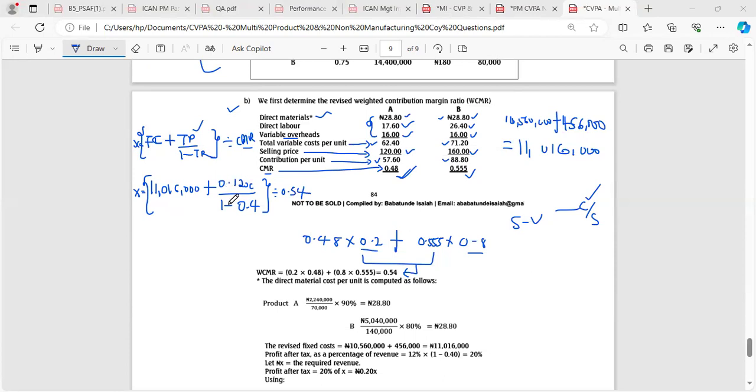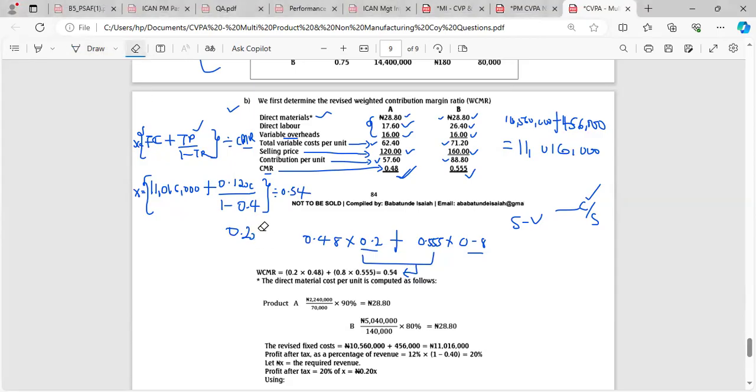So 0.12 divided by, no, 1 minus 0.4 should give us 0.6. So just do 0.12 divided by 0.6. That should give us 0.2. You can do it with me, I'm punching my own already. 0.2, thank you. 0.2x.